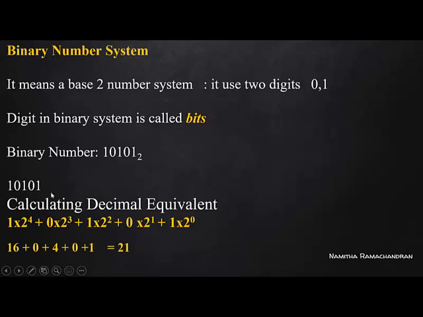The conversion from binary to decimal is considered here because we usually follow the decimal system in our day-to-day life, so we are familiar with the decimal number system. The decimal 21 is equivalent to this particular binary number. So this is the method of evaluating the decimal equivalent of a given binary number.